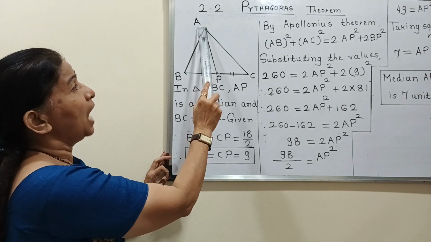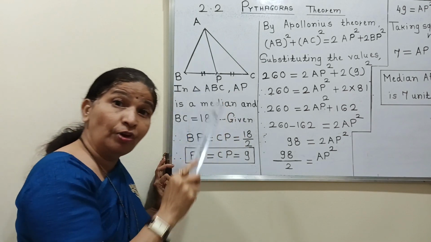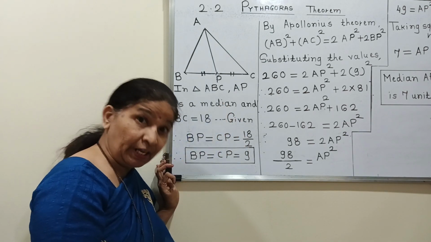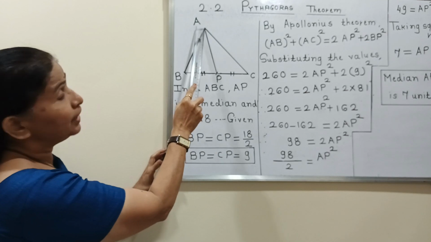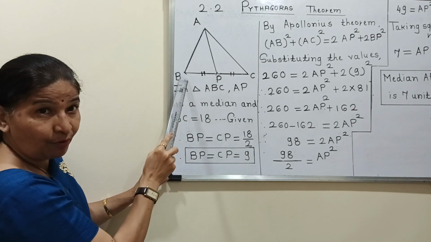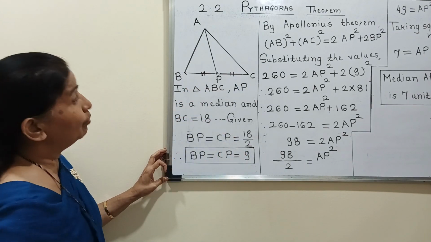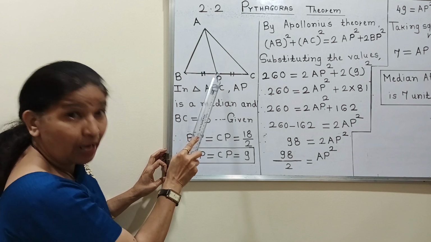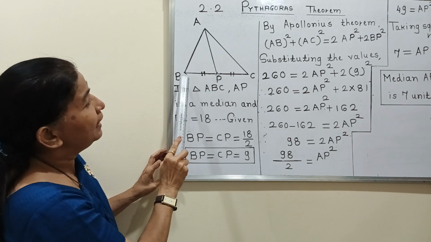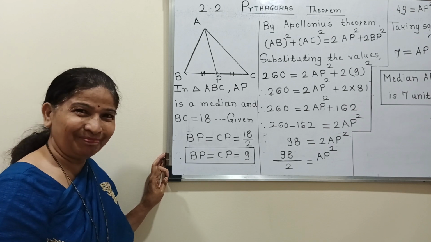Remember here we applied Apollonius theorem. That Apollonius theorem, how I applied? That AB square plus AC square is equal to twice AP square plus twice BP square. Okay, thank you.